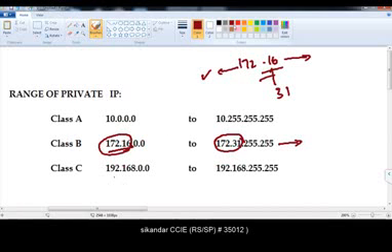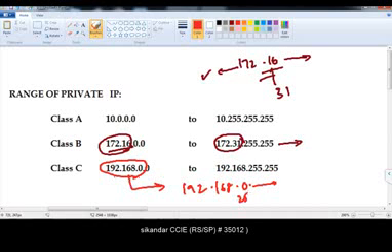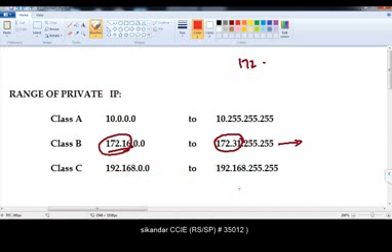In a similar way, in the C class, you have more than 16 million networks, but in that, anything starting from 192.168.0 to 192.168.255, which means in simple words, anything starting with 192.168, we have to understand that these addresses are your private addresses.